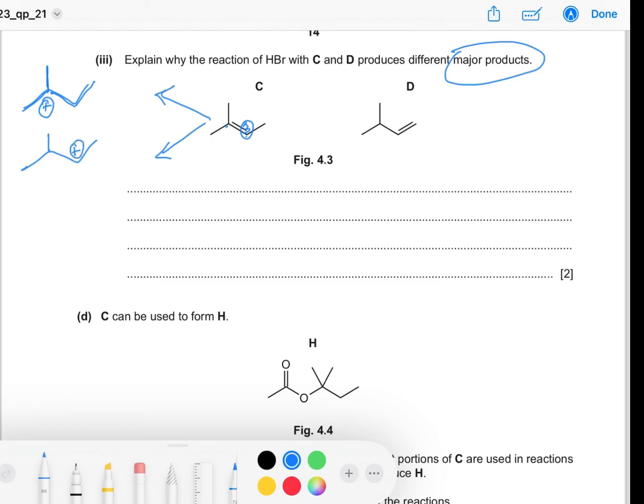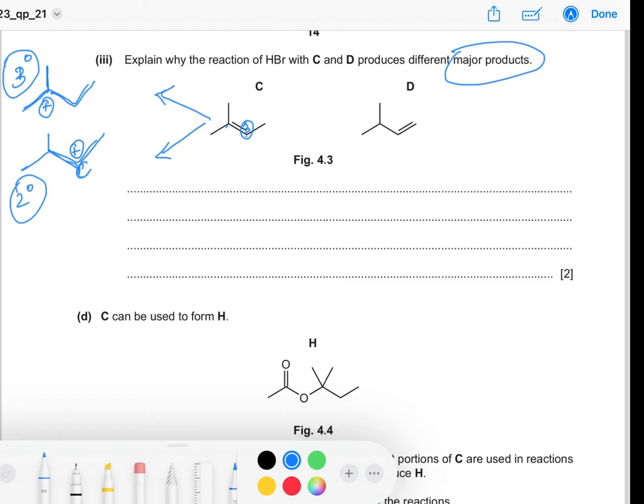Right, this is a secondary carbocation because the carbon that has the positive charge is bonded to two alkyl groups. So here you have the secondary carbocation and the tertiary carbocation, which can be intermediates in the reaction of C with hydrogen bromide. Now let's look at D.